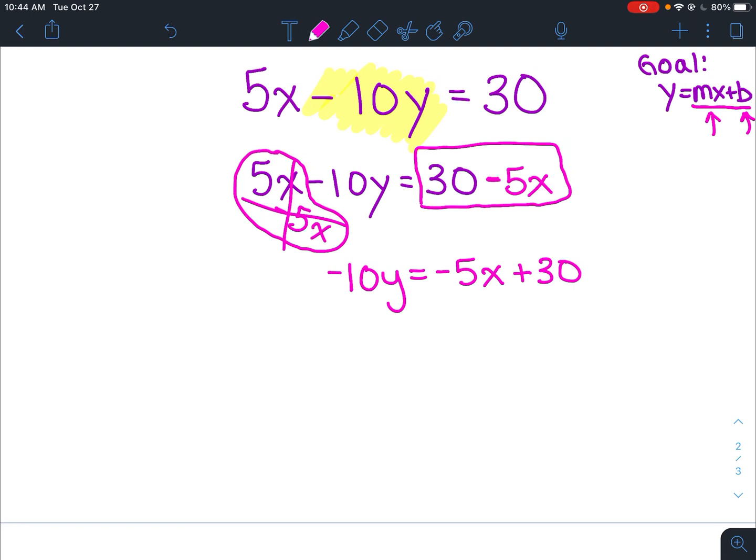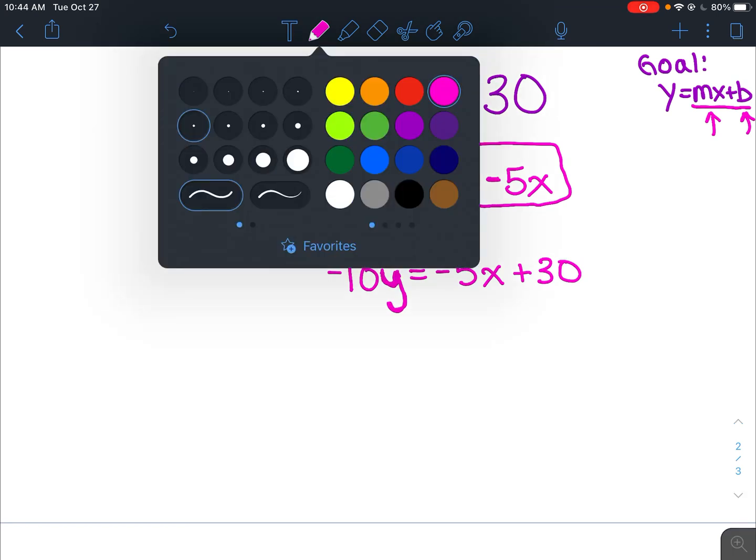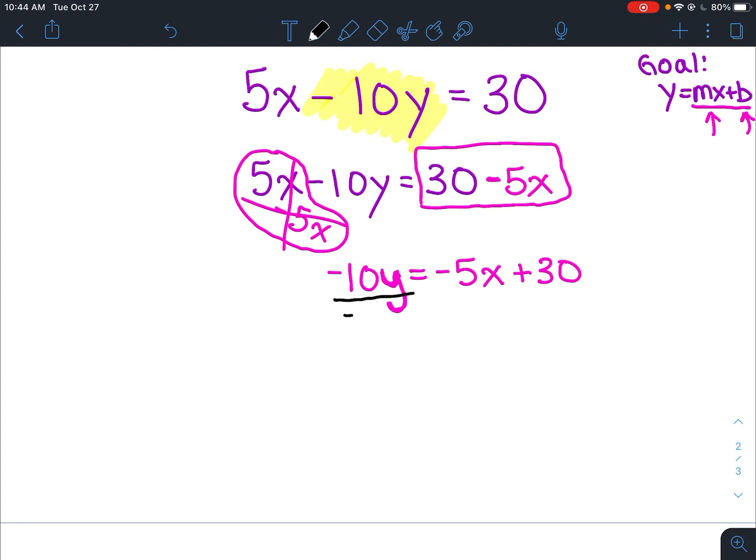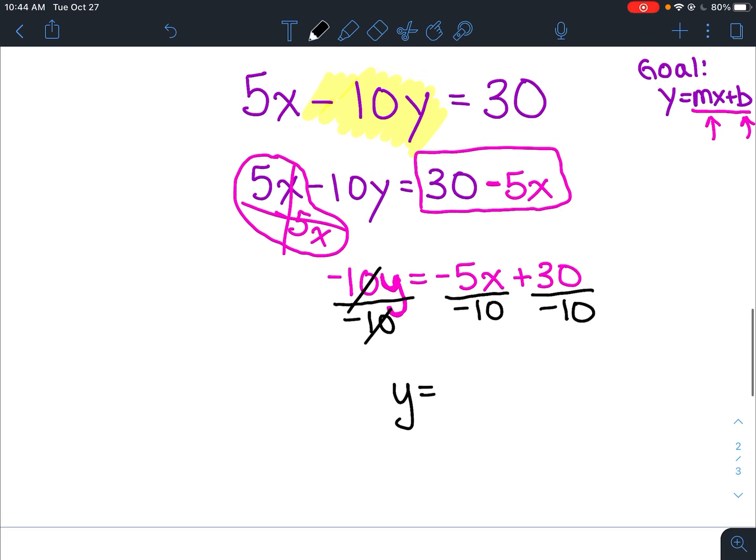Okie doke. So next thing, I just want the y by itself. So I've got to get rid of that negative 10. So I'm going to divide this side by negative 10, because we've established that's the only way to break those guys up. But then I've got to divide everything by negative 10, which leaves me with just a y. Perfect. And then I've got negative 5 over negative 10. So I know my negatives are going to go away, because a negative divided by a negative is a positive. And then I'm going to reduce 5 over 10 to lowest terms, making it 1 over 2.